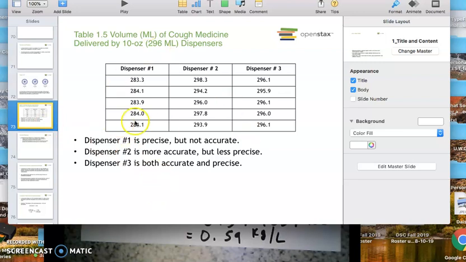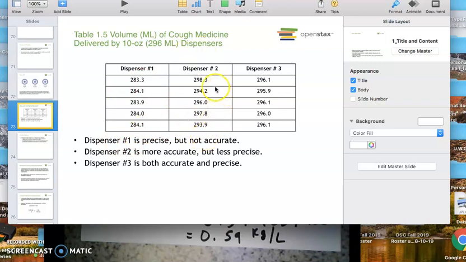Here's another example. We have a data set here, and it says that cough medicine is delivered by a 10-ounce dispenser, and that volume is 296 milliliters. So if you look at the data set here, the value is 283, 284. It's not really close to 296 at all, right? So you would not say that this dispenser one is very accurate. But if you look at the similarity of the numbers here, they're very close to one another. So you would say that dispenser number 1 is precise because the numbers are very close to one another. They're precise but not accurate.